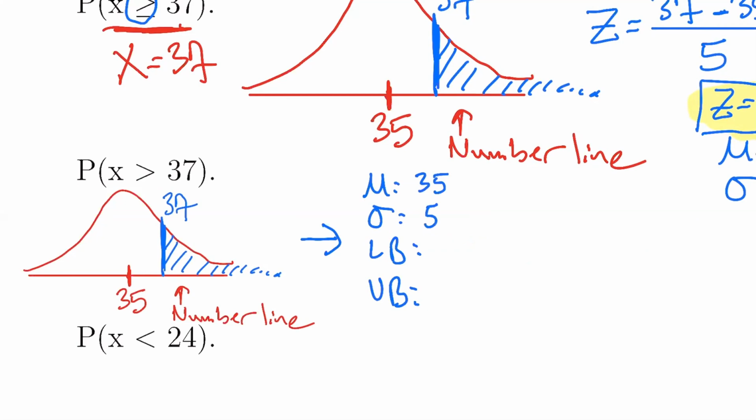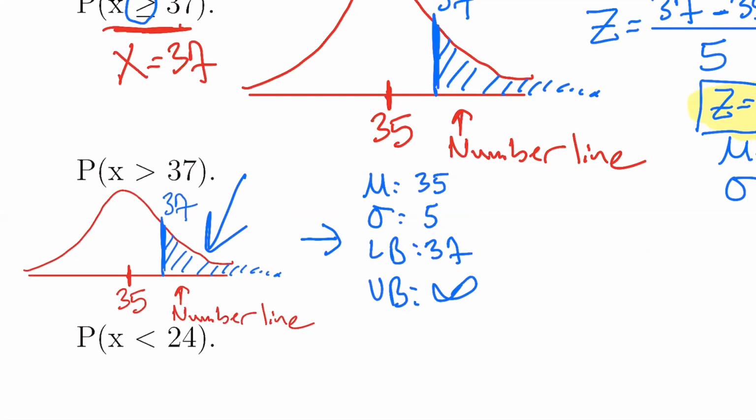What about the lower bound? What will be the lower bound from this drawing? 35? Well, what's the lowest number I have? 37. Oh, right, the shaded part, 37. And what's the highest number that I have shaded? Positive infinity. All right. Everybody good with that so far? 35 for my mean. Standard deviation is 5. Lower bound 37. Upper bound is infinity.